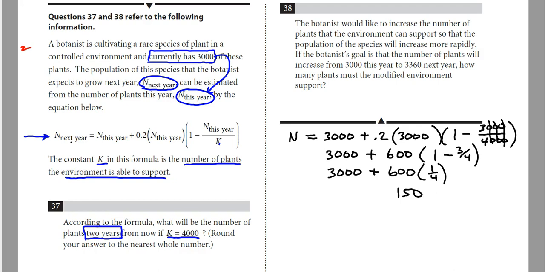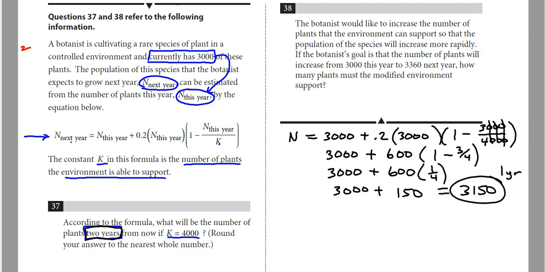You also could use a decimal, 0.25 if you like, but I'm going to go old school with fractions. So 3,000 plus 150, well, that's 3,150. Now, that's not the final answer, though, because this is how many after 1 year. The problem says we want to know how many after 2 years.